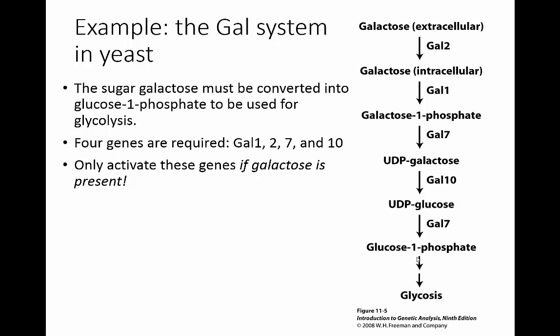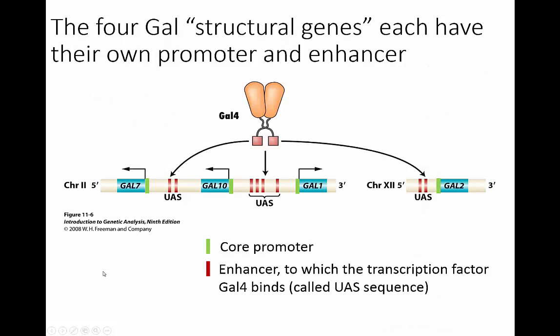There are 4 different genes that are required, and these are the GAL1, GAL2, GAL7, and GAL10 genes. GAL7 is actually used in 2 different conversion steps, and these genes are only going to be activated if galactose is present in the cell and if it's needed to be broken down. So the way this works is the following. Each of these genes, these structural genes as we call them, these GAL genes are actually completely separate genes. Turns out that 3 of them are found on the same chromosome in a similar region of chromosome 2. The 4th one is found on a completely separate chromosome.